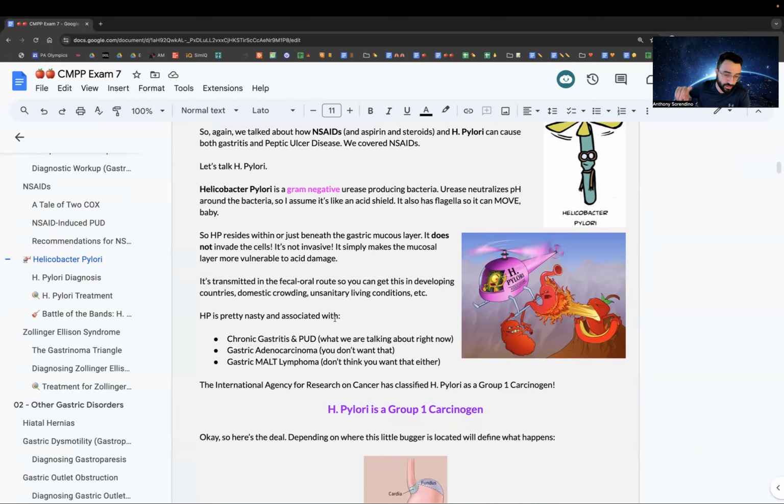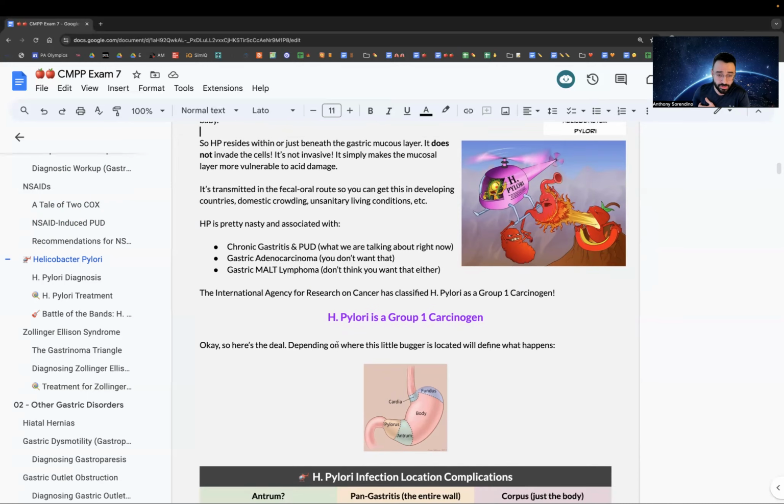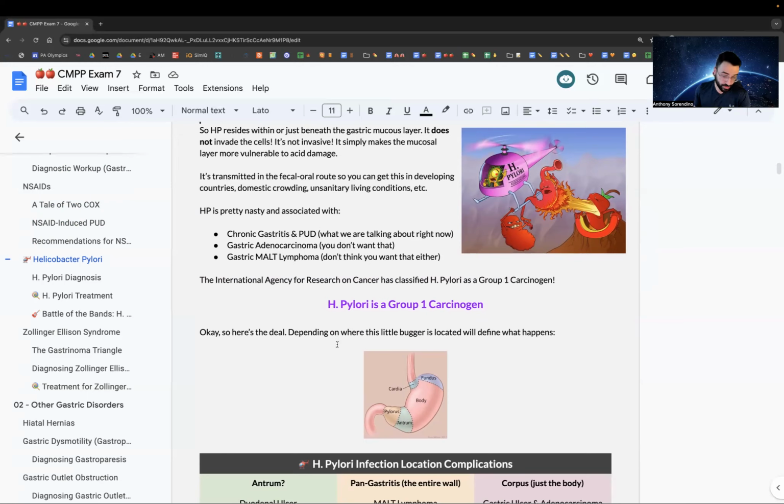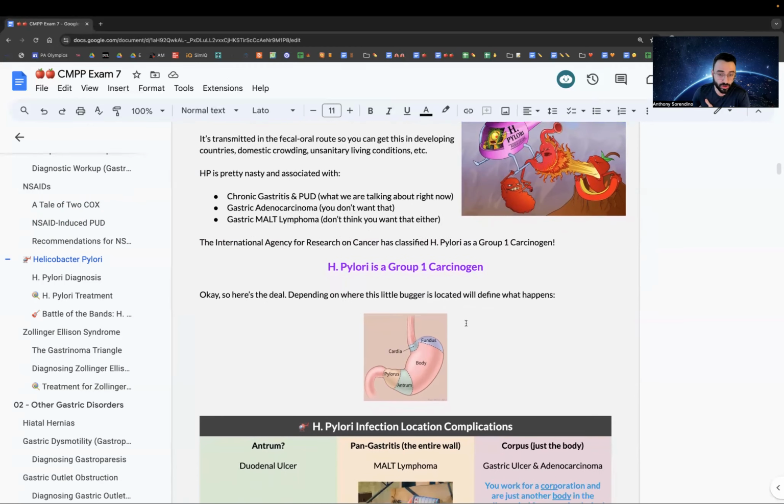H. pylori is transmitted in the fecal-oral route. And you're going to see this in developing countries, domestic crowding situations, unsanitary living conditions, etc. And it's pretty nasty. It has associations with chronic gastritis and PUD, which is what we're talking about now, and then cancer, gastric adenocarcinoma, which I believe is the most common, and then gastric MALT lymphoma. So you definitely don't want any of those. And because of those cancers, H. pylori is totally a group 1 carcinogen. So I put that bold in purple here. It's a group 1 carcinogen.